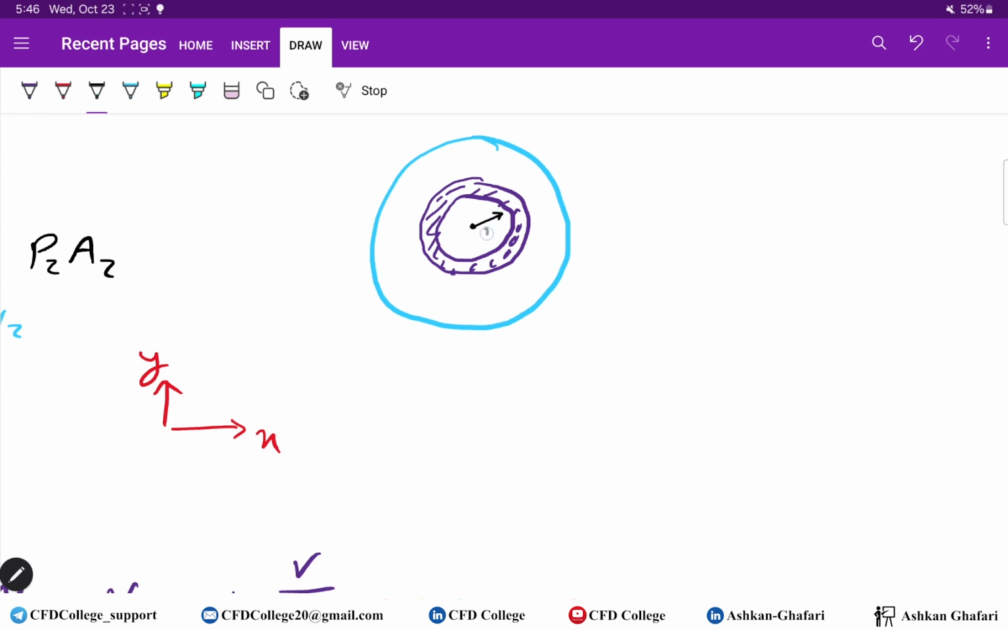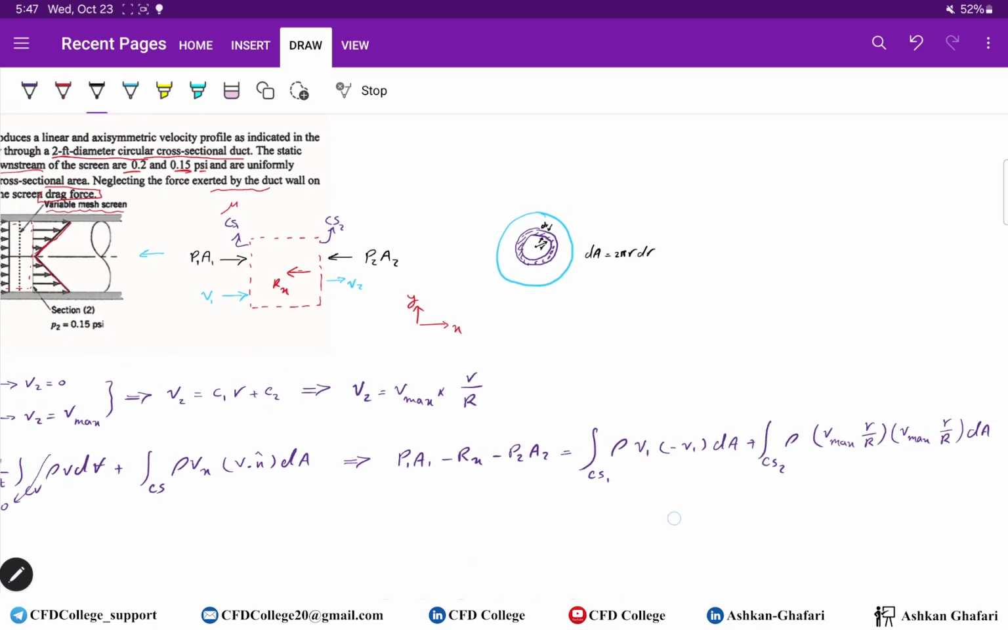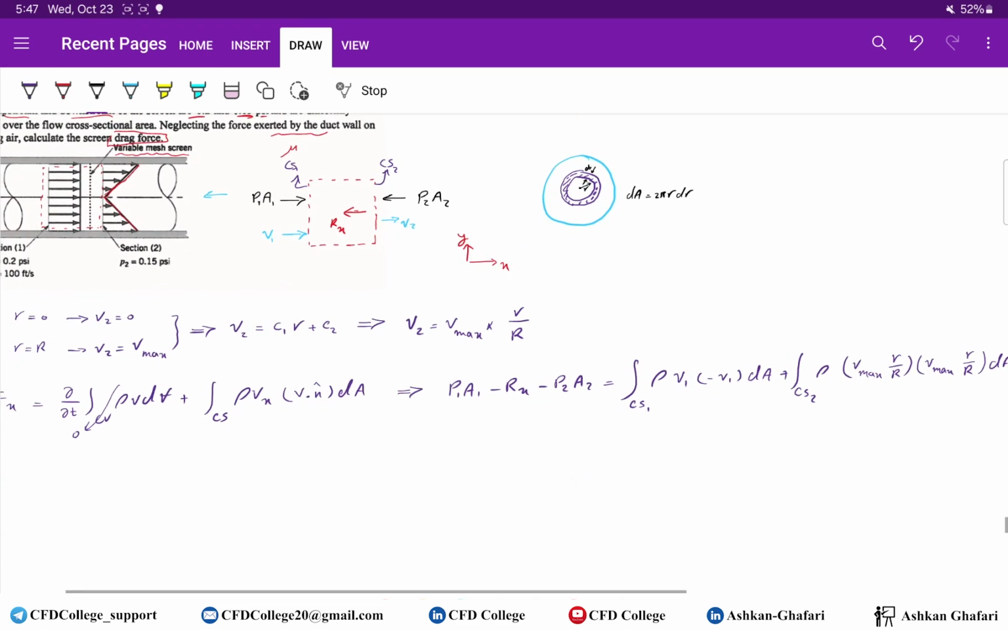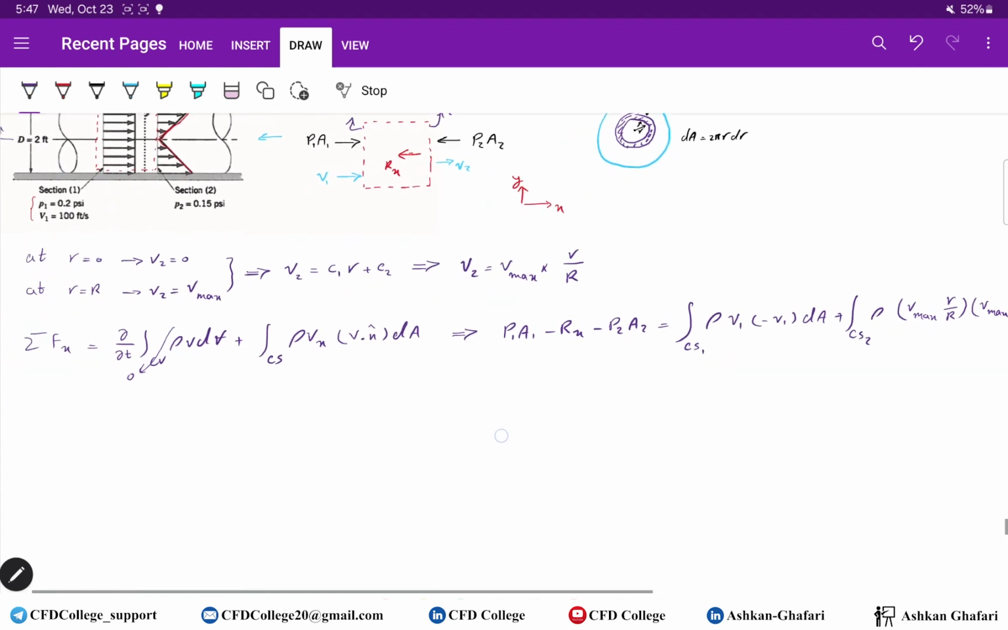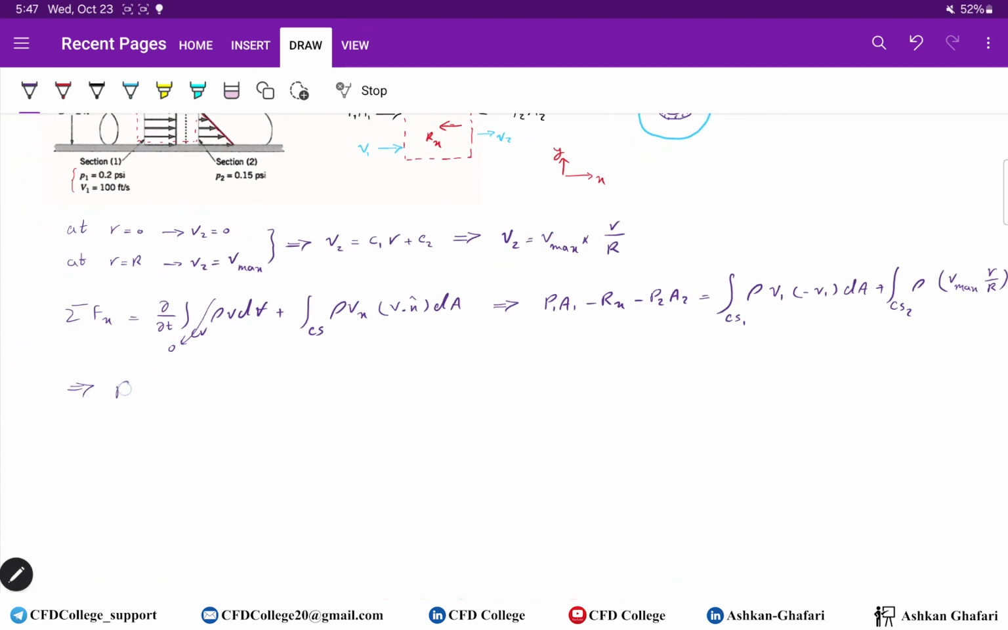This is r. Here is dr. So dA equals 2 pi r, the circumference of the inner circle, times the thickness, dr. And now we can continue. So P1A1 minus Rx minus P2A2 equals minus rho V1 square A1.